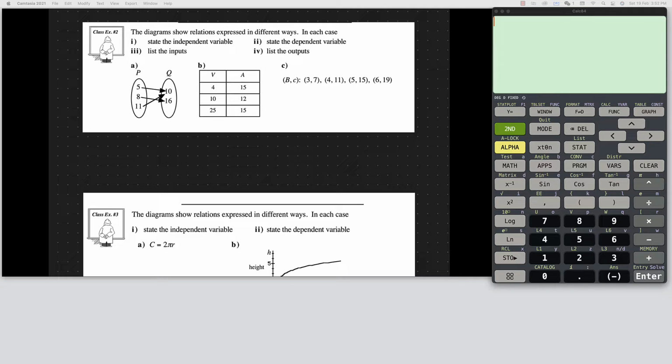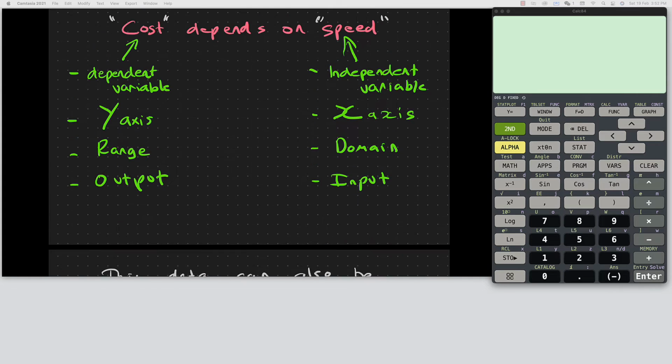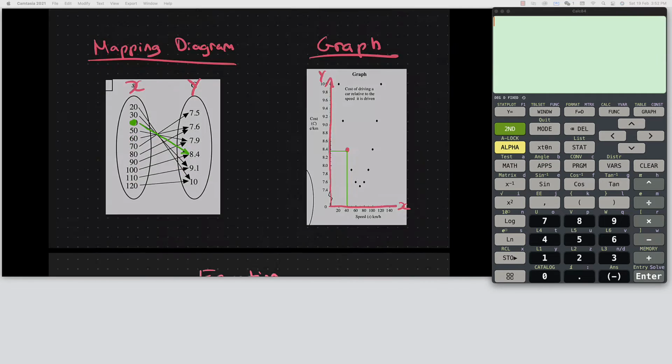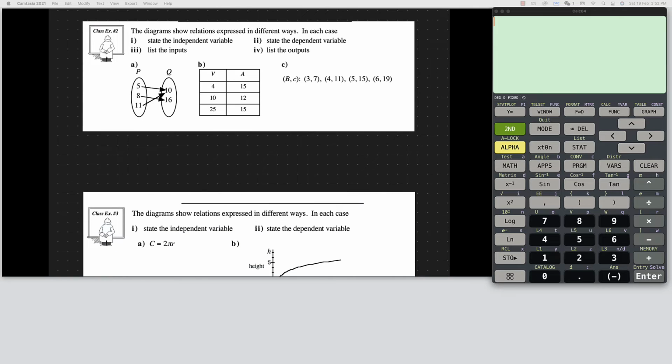So it says, take a look at these different visual representations, and in example I, it says state the independent variable. Now remember, the independent variable was our X. So we look back here, the independent variable right here is our X values. And remember from all these diagrams we were looking at, the X was always on the left. So that's our X, and this would be our X right there.